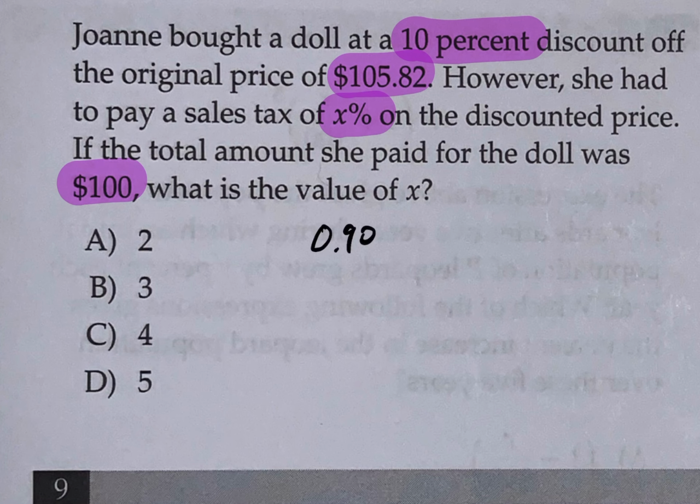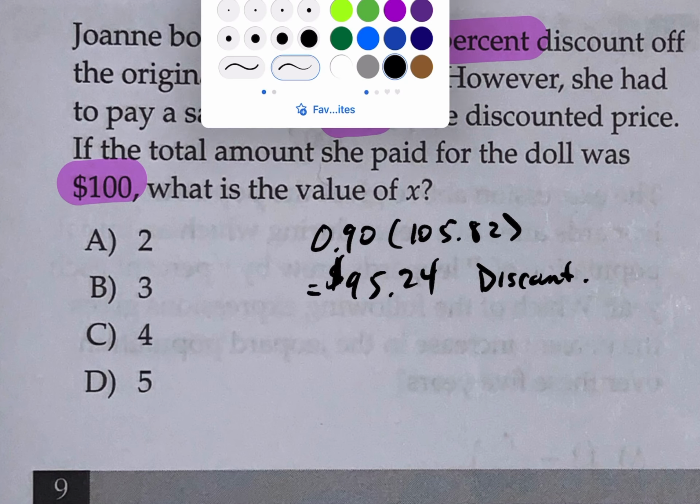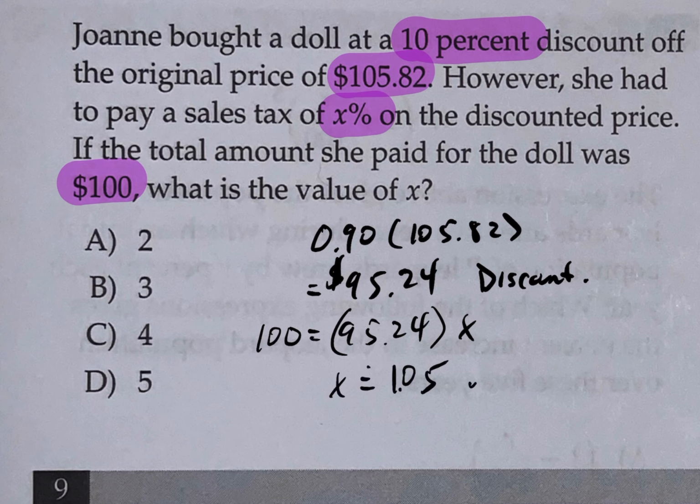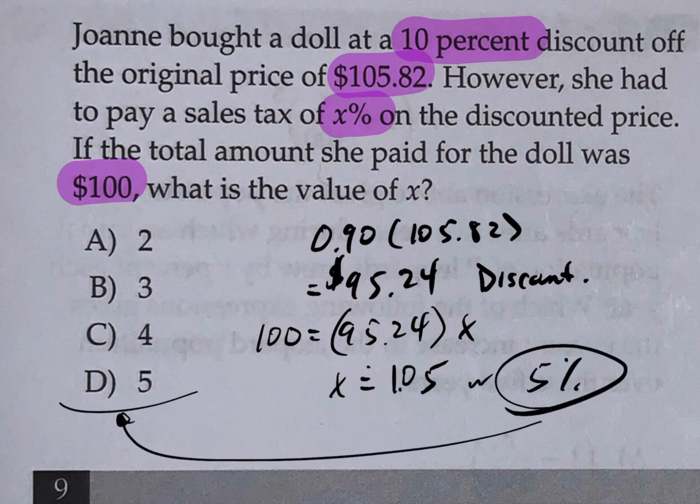She got 10% off, which means that she paid 90% of the original price. So if I calculate our discounted price, we end up getting $94.24. Again, that's the discounted price, and then sales tax was paid, and it came out to be $100. So you had this discounted price of $95.24, and then you multiply it by some value X, and it got you to exactly $100. Solving for X, you get approximately 1.05, which means that, like we had discussed before, this is a 5% increase, and in which case our answer is D.